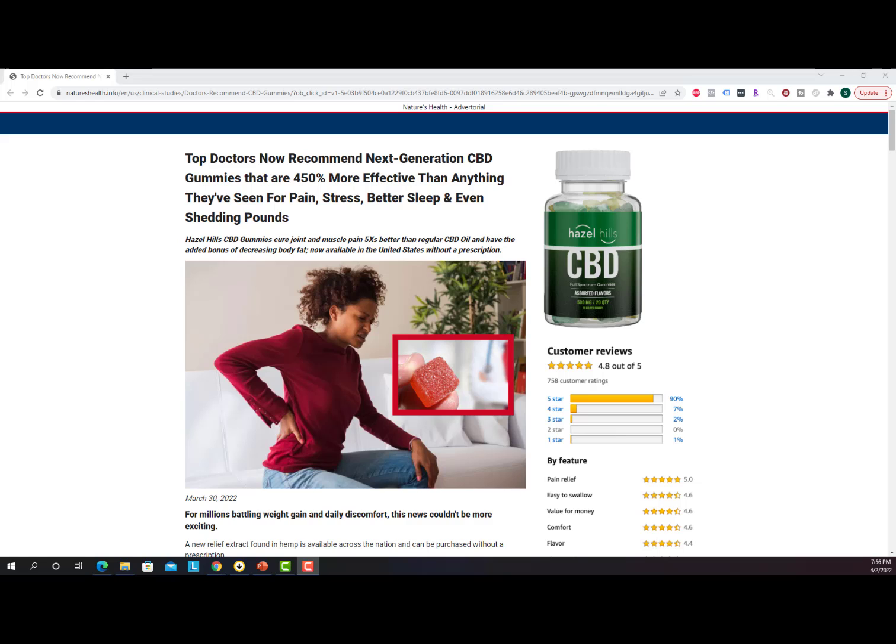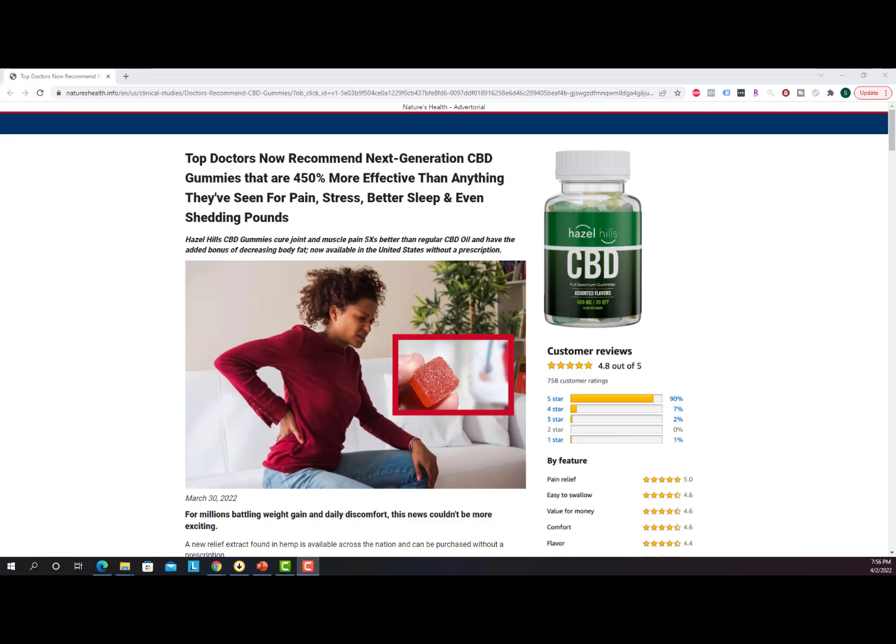So, "Top doctors now recommend next generation CBD gummies that are 450% more effective than anything they've seen for pain, stress, better sleep, and even shedding pounds." This is, again, in terms of a curiosity bullet or fascination, not very strong, but it is a news article format, so I can see it being effective. "Hazel Hill's CBD gummies cure joint and muscle pain 5 times better than regular CBD oil." I don't know what it means to cure something better. I think that copy can be improved.